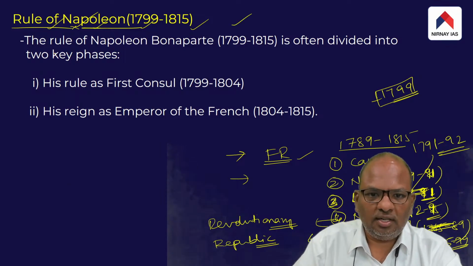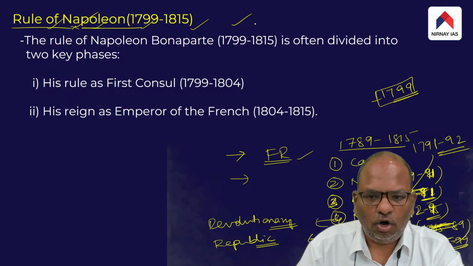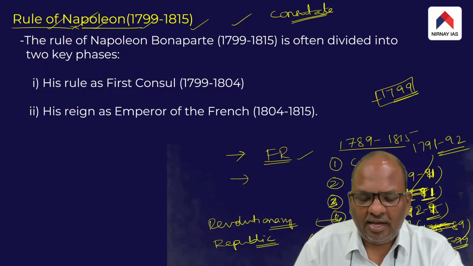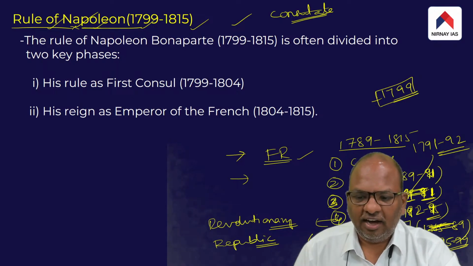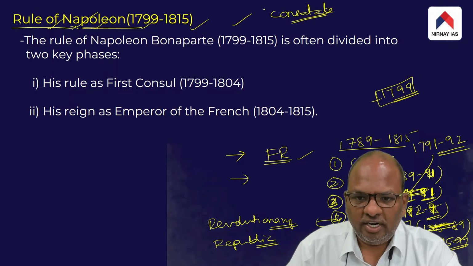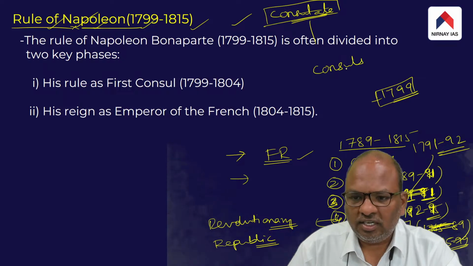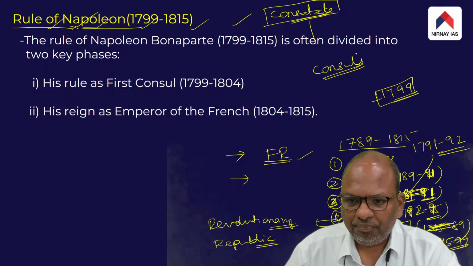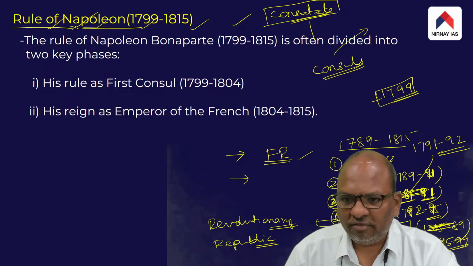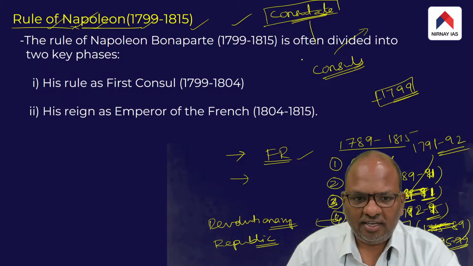We call this period the period of the Consulate. After the overthrow of the Directory, a Consulate was established in France. This Consulate comprised three consuls, but of the three, the first consul exercised most of the powers. In this Consulate, Napoleon was appointed as the first consul.